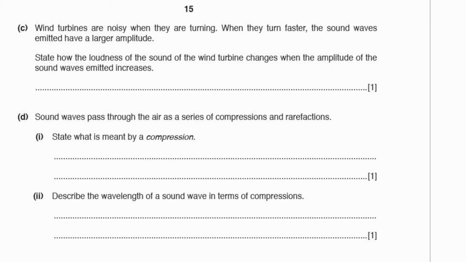C. Wind turbines are noisy when they are turning. When they turn faster, the sound waves emitted have a larger amplitude. State how the loudness of the sound waves of the wind turbines changes when the amplitude of the sound waves emitted increases. Amplitude, if you like, is a measure of how much energy is being transmitted. So as the amplitude increases, so does the loudness.